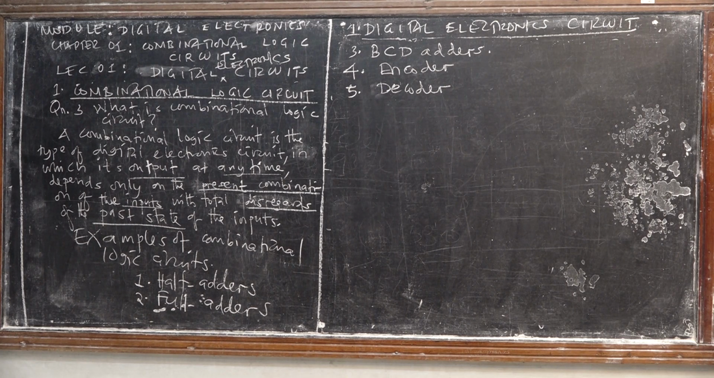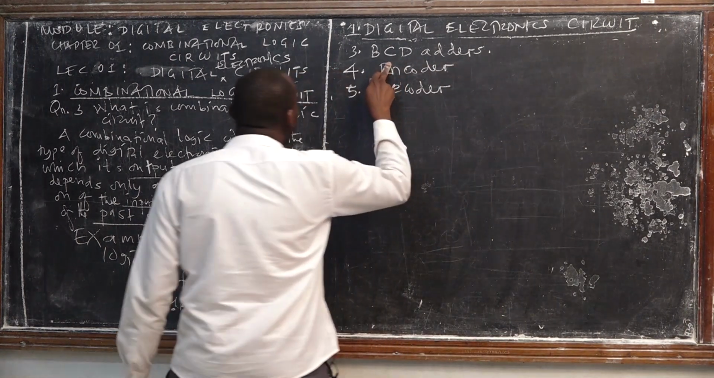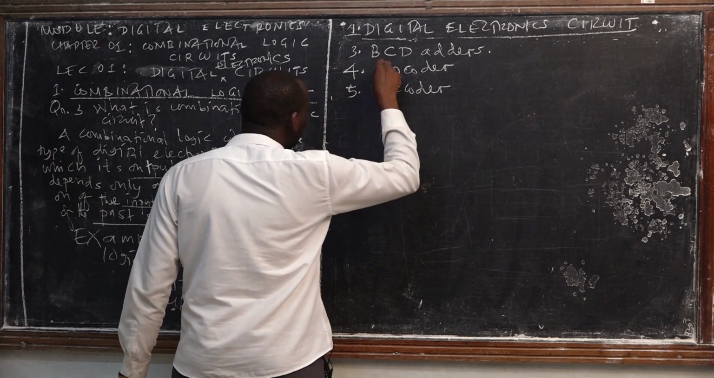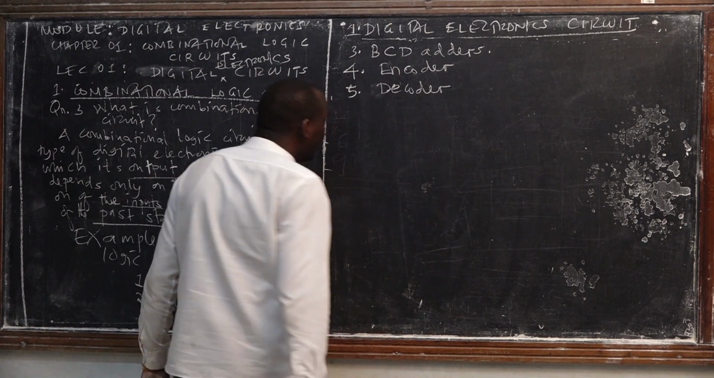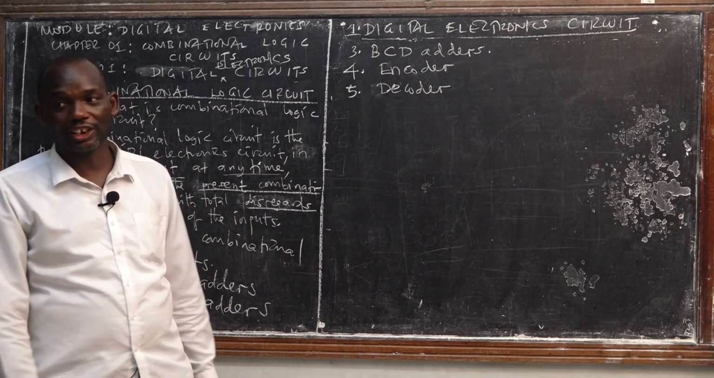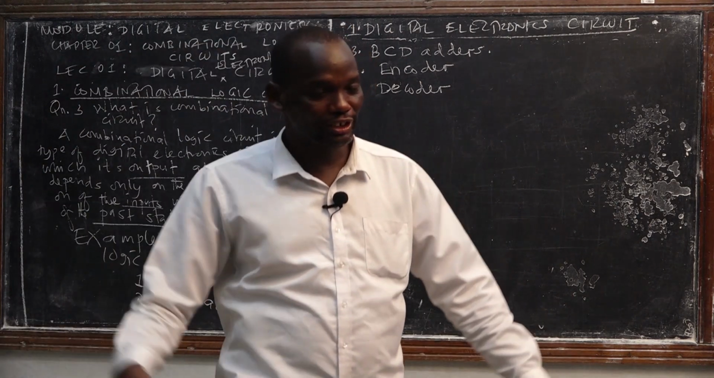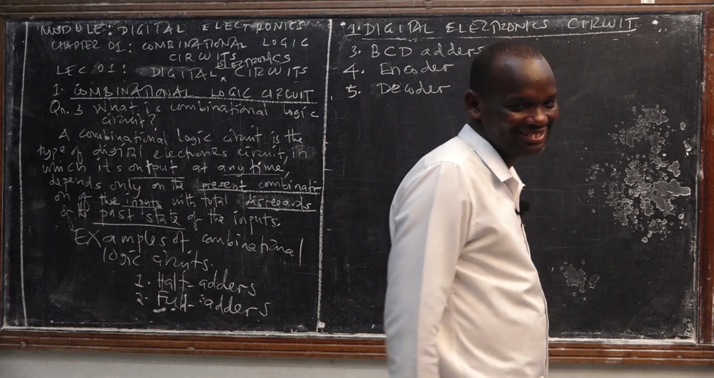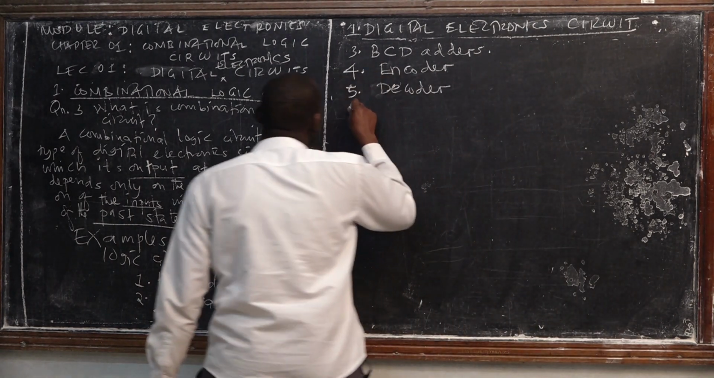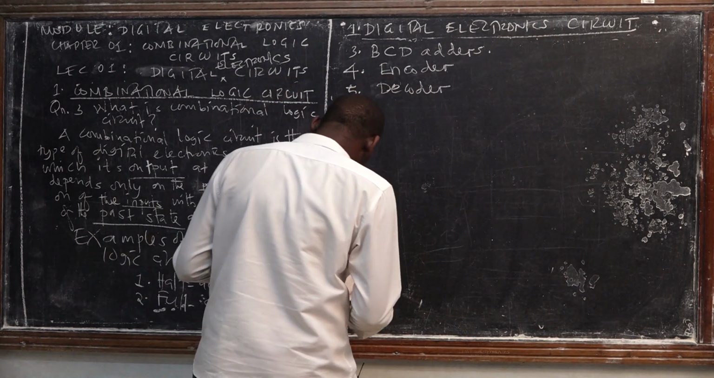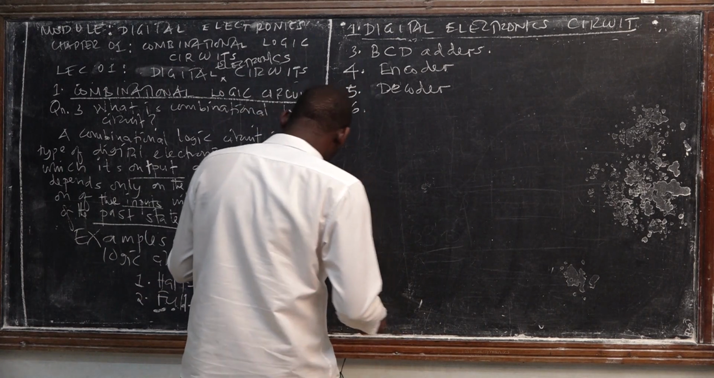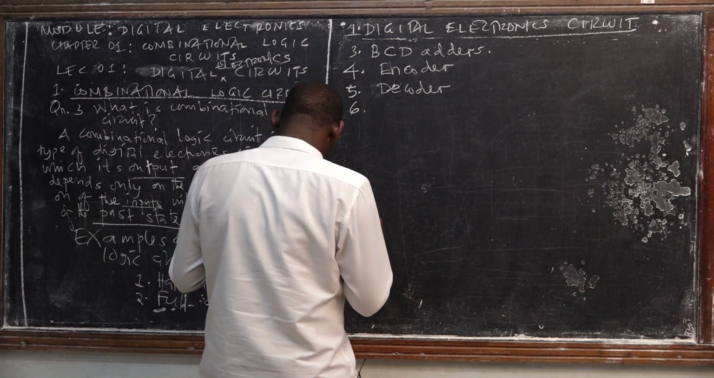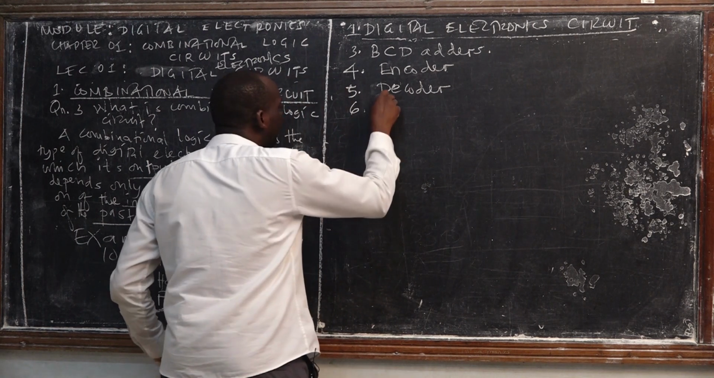So the decoder you are using in your television receiver is a good example of a combinational logic circuit. So when you go back today, you can say we learned about combinational logic circuits, and a simple example is this one. The sixth example of combinational logic circuit is called the multiplexer.